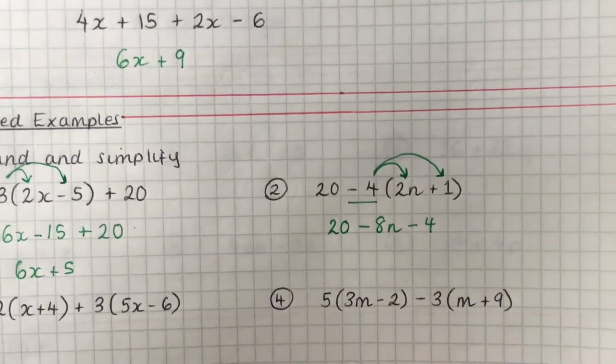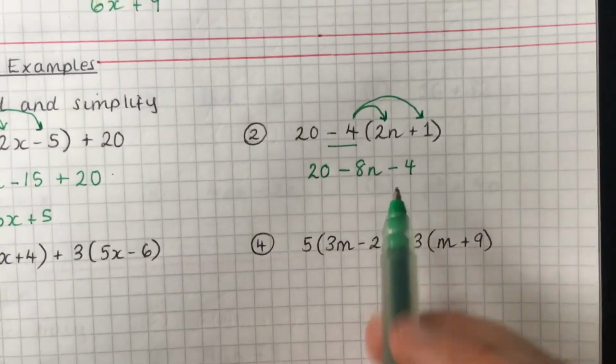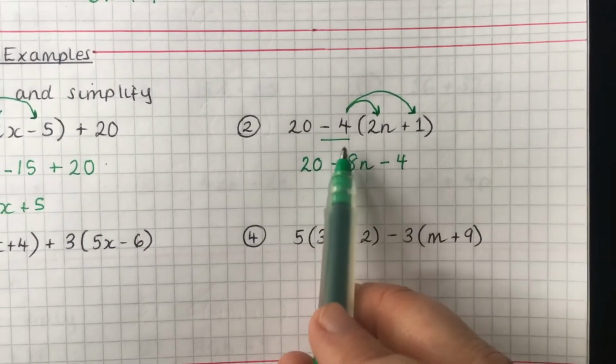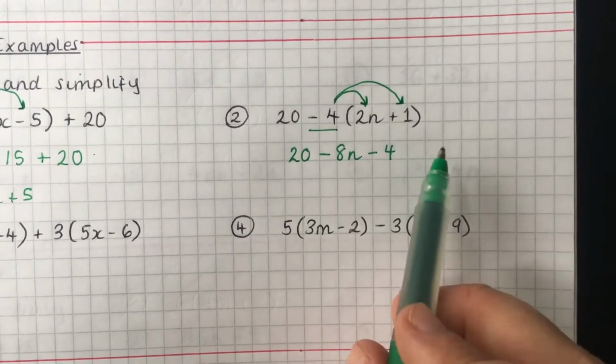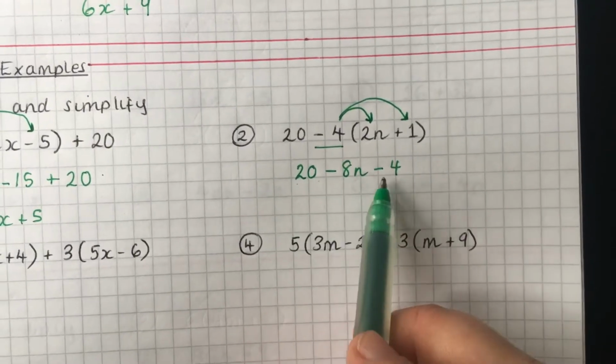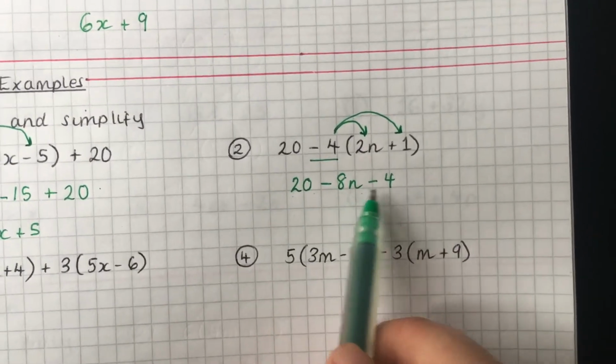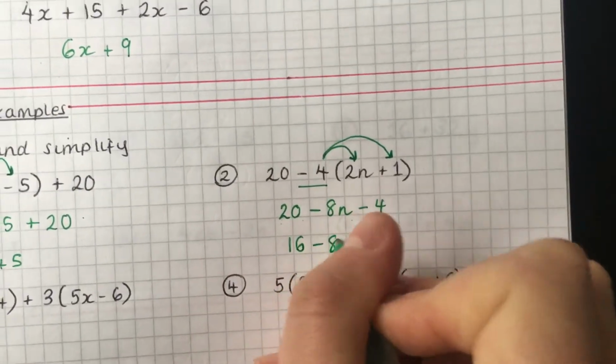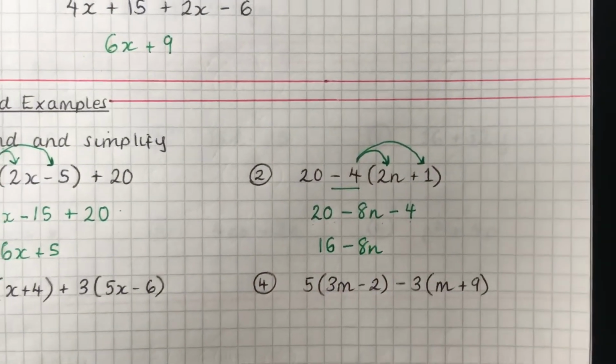Again, we're not done yet. We have to collect the like terms. So to do that, we can put the 20 and the minus 4 together. We're not interested in the 8n because there aren't any other n's. So we're dealing with just 20 and minus 4. So 20 minus 4 is 16. So we end up with 16 and minus 8n stays as it is. And that is our final answer.